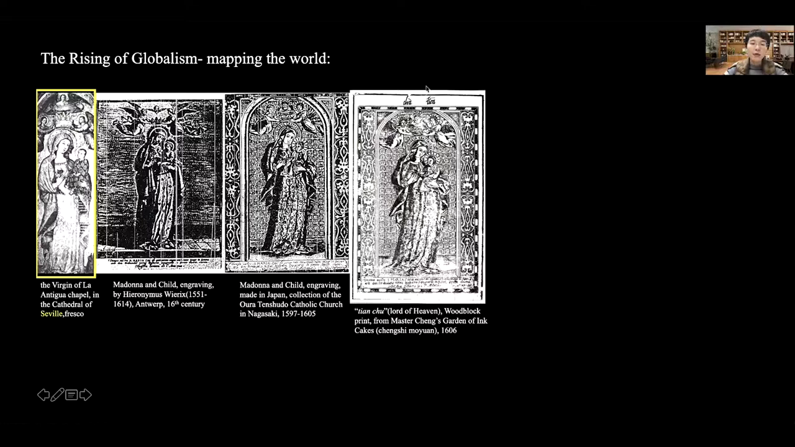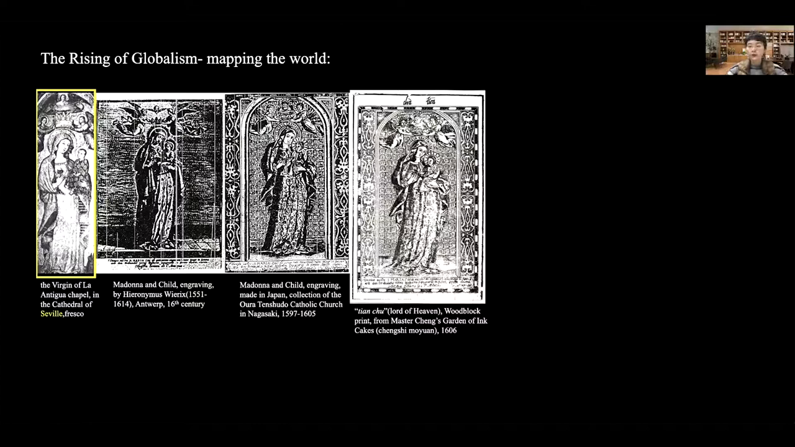Here, we can see during the age of exploration, the icon disseminated worldwide from the original fresco in the Cathedral of Sevilla to the 16th century engraving with a simple dark color background. Then the Japanese adaptation was newly designed with margins in the turn of the 17th century. And finally, the 1606 Chinese illustration.